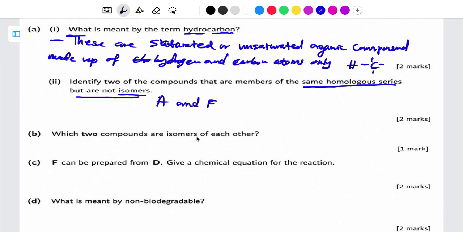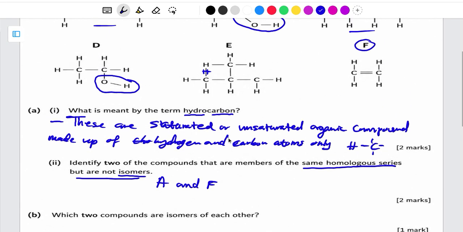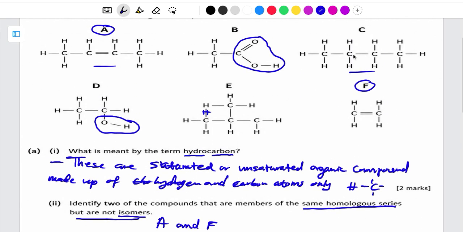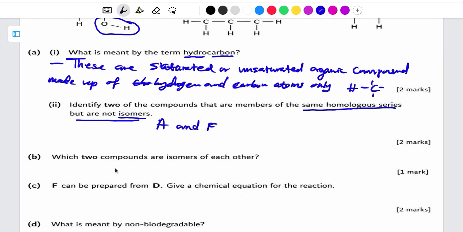Then for question B, which two compounds are isomers of each other? I've identified that C and E are isomers of each other. This is because they have 4 carbons and the number of hydrogen atoms is equal, but the way this one is drawn is different from this one. So the structure is different, but the molecular formula is the same. So that is C and E.